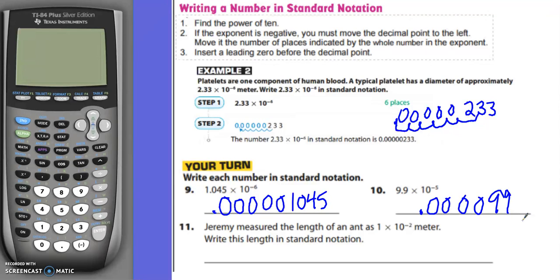Last one. Jeremy has measured the length of an ant as 1 times 10 to the negative 2. Write this length in standard notation. So if we go over 1, add a 0, it's just 1/100th. All right.